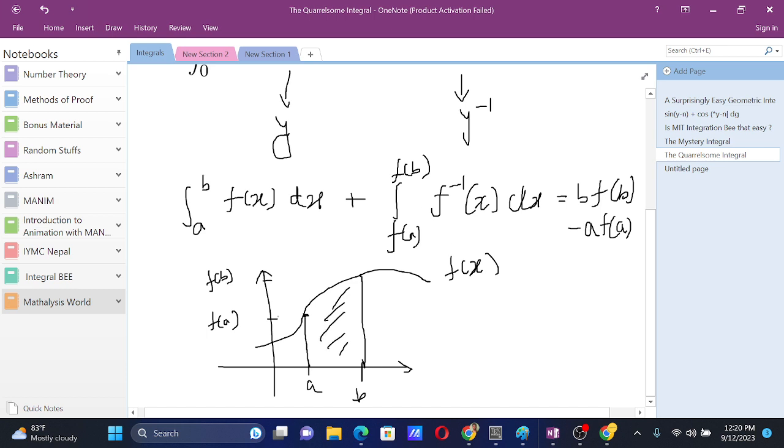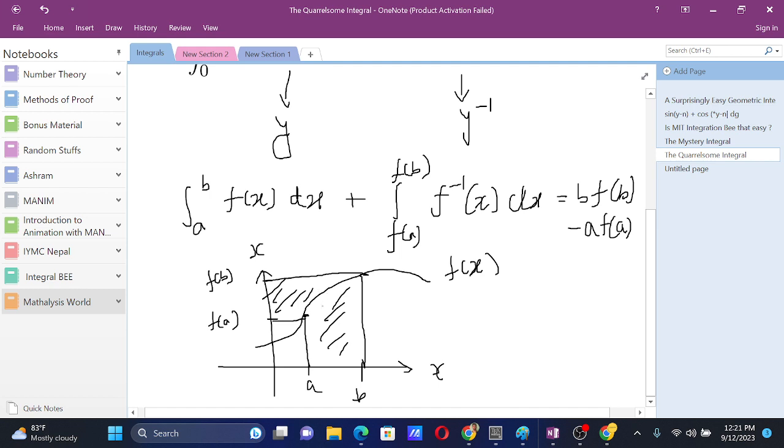And now when finding the integral from f of a to f of b of f inverse x dx, we can just suppose this is now x. Initially for this integral our x was this axis. Now if we let x be this axis, f inverse x will just give this same graph in this direction. When we are going from f of a to f of b, we will just get this area. So I guess you get why that happens.